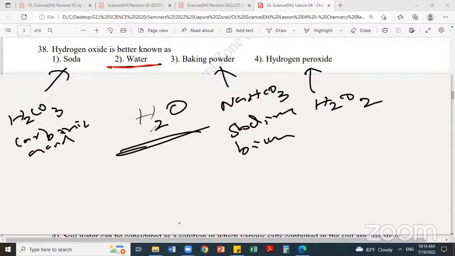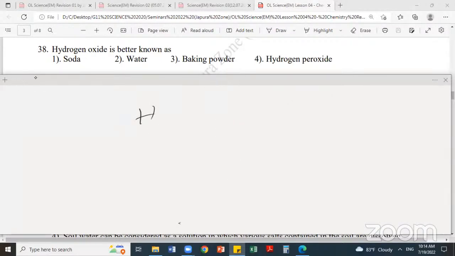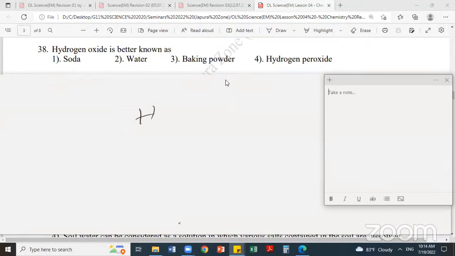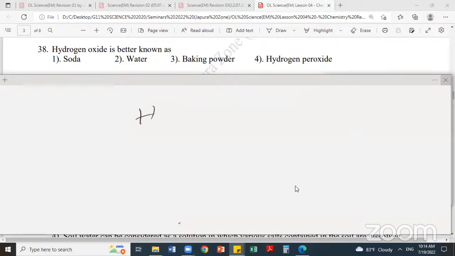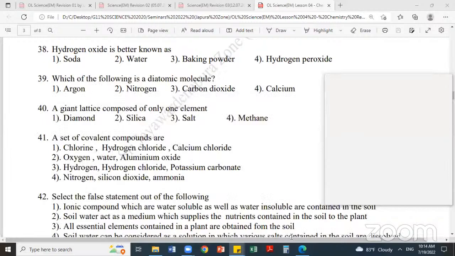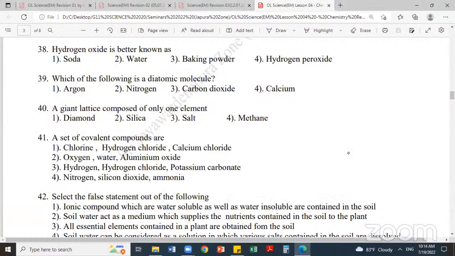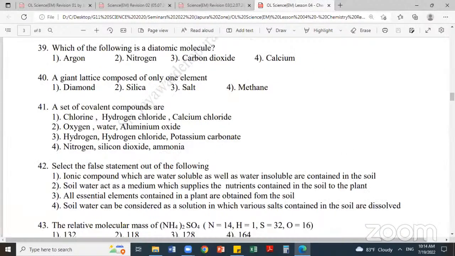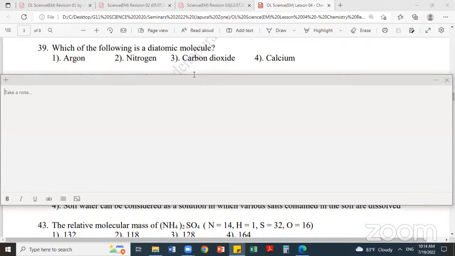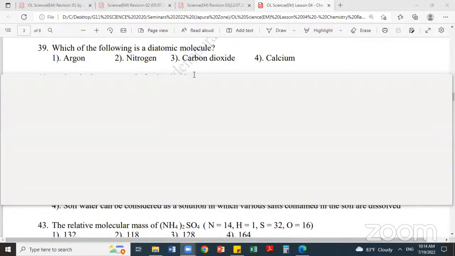Question number 39. I'll erase the screen. 39th MCQ. Any volunteers? Who can give me the answer? A diatomic molecule out of this. Yes, any volunteers? Raise your hand. Question number 39. Which element forms a diatomic molecule? Yeah, Binula?